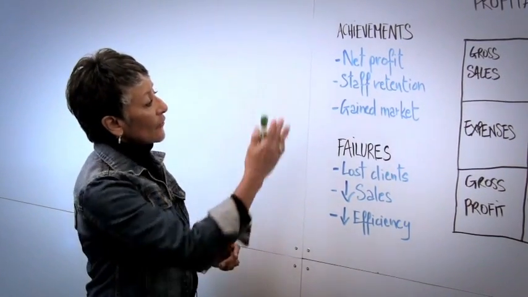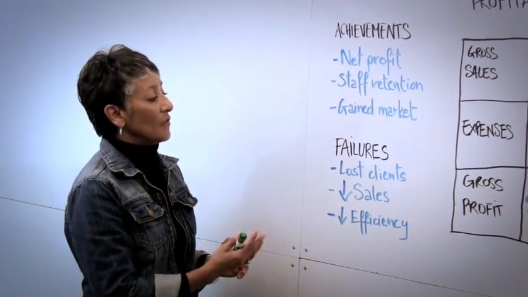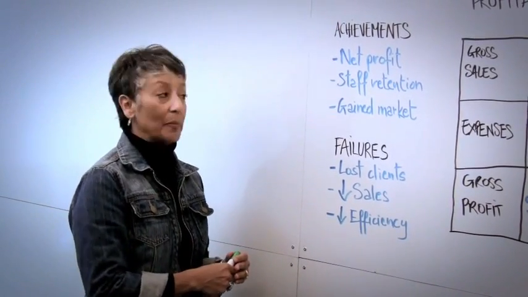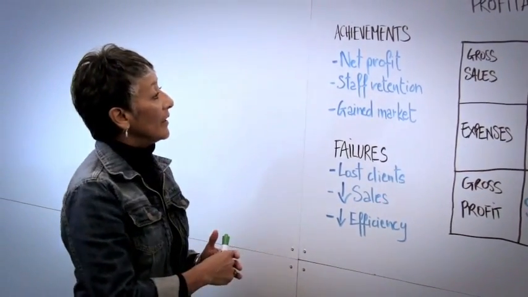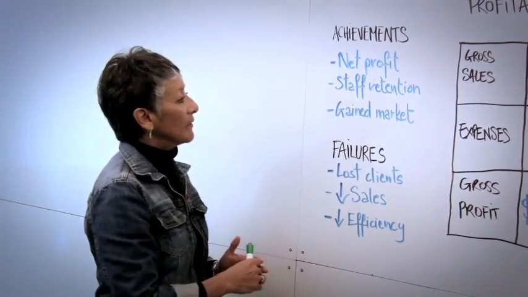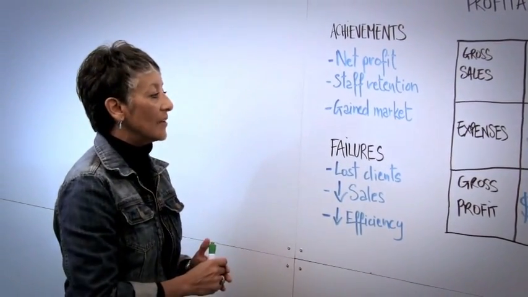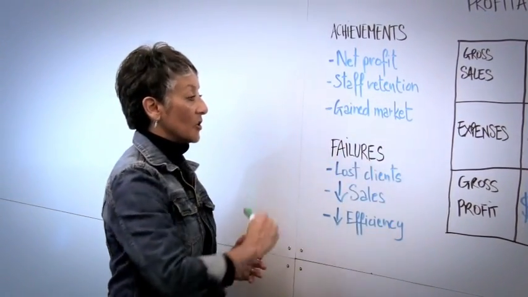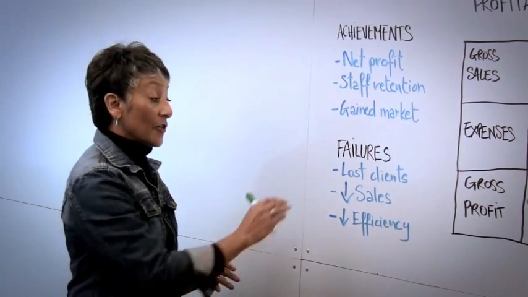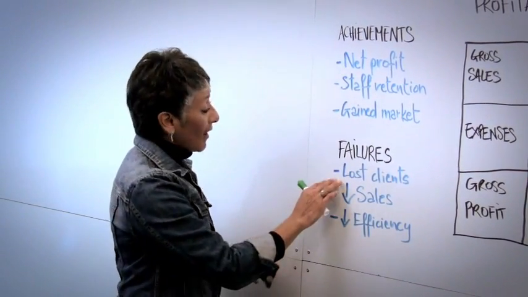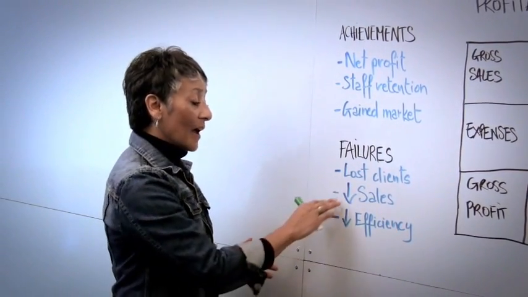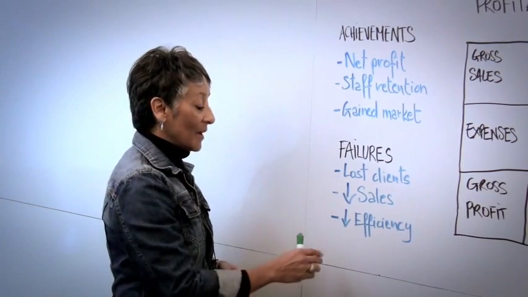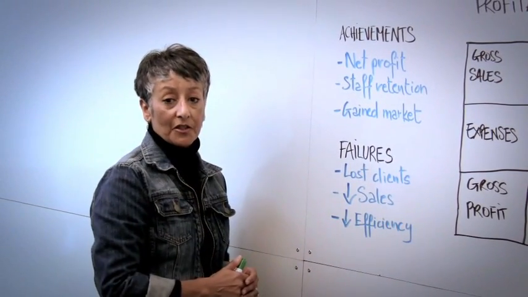So let's look first at evaluating the achievements, the successes, and the failures of your company. So with Company Y, they had increased net profit, they had excellent staff retention last year, and they gained market share by gaining a great new client. Their failures last year were they lost a great client, they had a decrease in sales due to the economy, and they lost a little bit of efficiency.